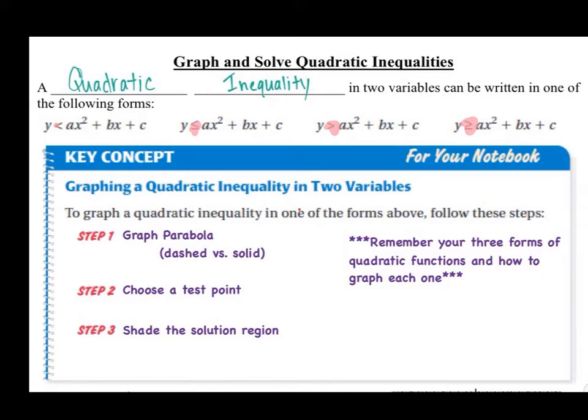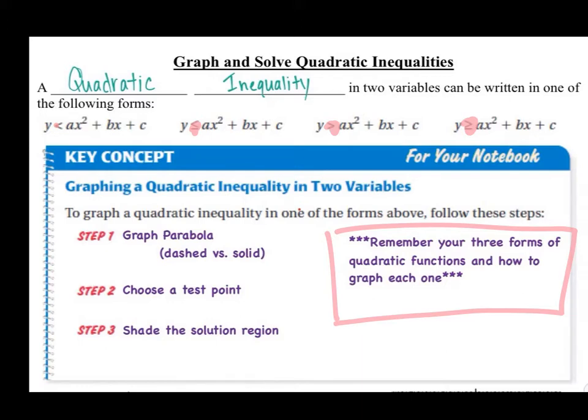First, actually graph the parabola using a dashed or solid line. What you have to remember is the 3 forms that we talked about at the very beginning of the unit: the vertex form, intercept form, and standard form. Once you graph the parabola with the correct line, whether you're trying to include or not include the solutions, then you choose a test point, and based off that test point, the 3rd step is shading the solution region.